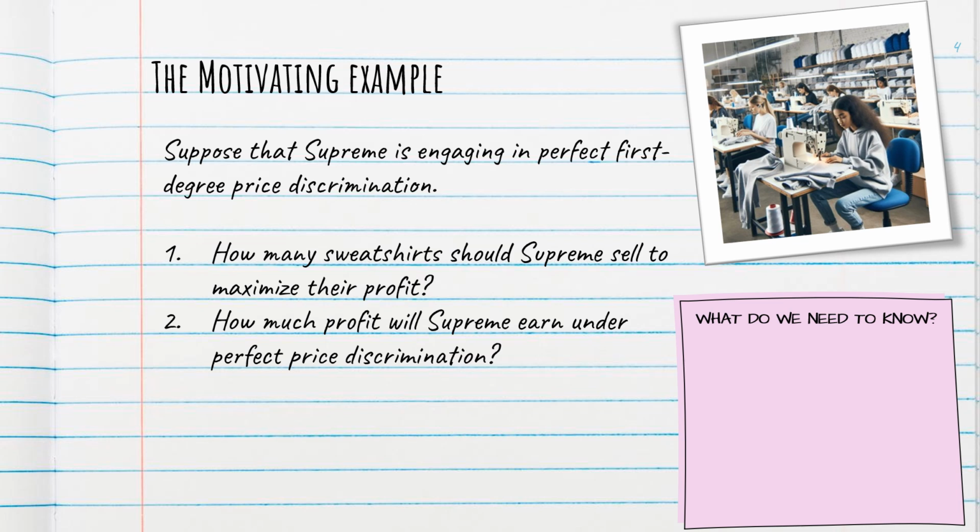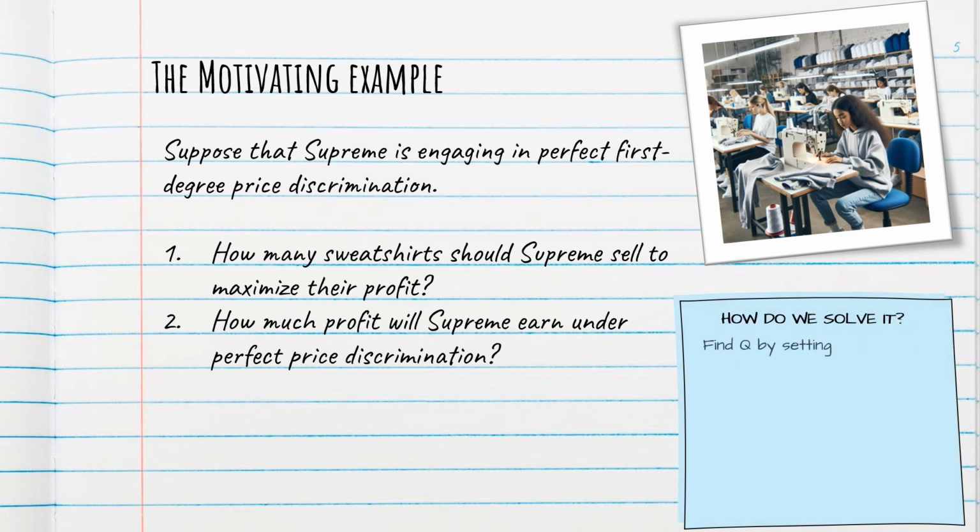What do we need to know in order to answer this question? Really, all we need is information about demand and information about cost. In this question, we have an inverse demand curve and we have a marginal cost curve. And in addition, we're told that there are no fixed costs, which means that producer surplus and profit are equal to each other.